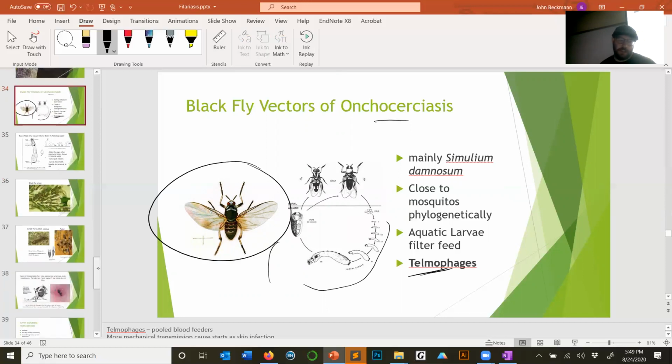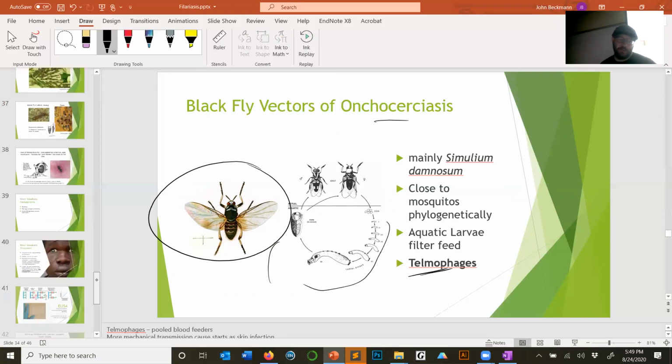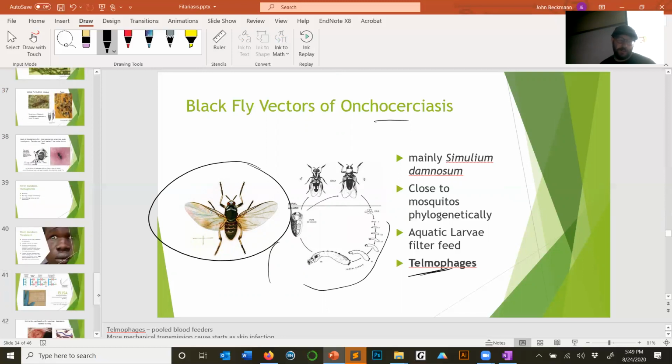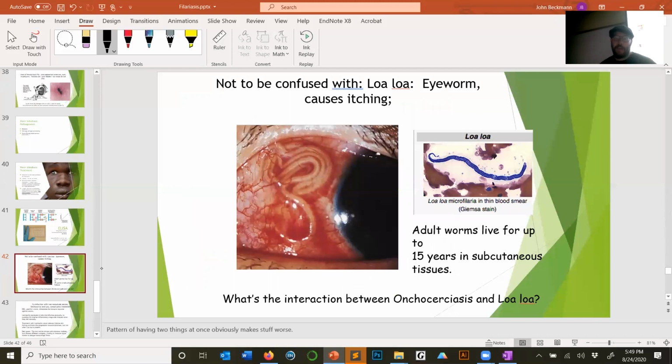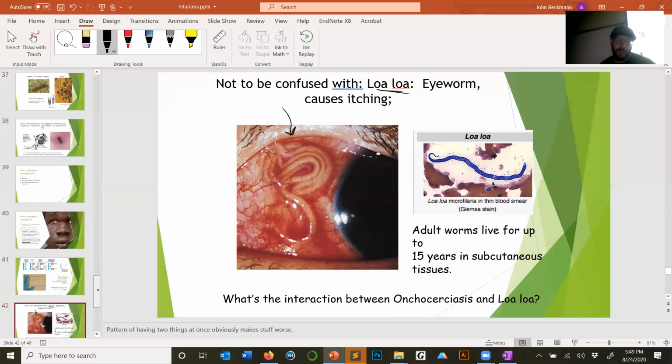And just so that you're clear, this is not to be confused with Loa loa, which is another filarial nematode where the adult actually lives in your eyeball. So these are different, but you can have both sometimes. If you live in a region that has both Loa loa and onchocerciasis, you can get both. So this causes blindness in people.